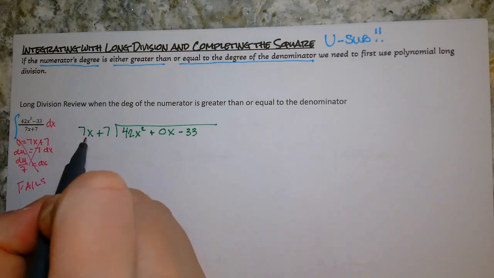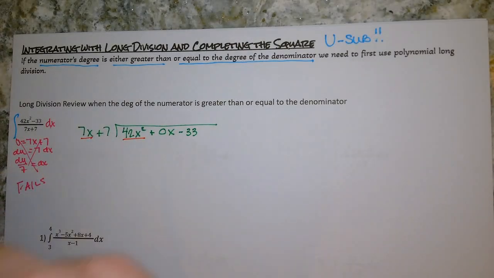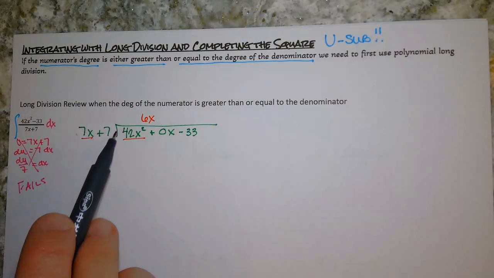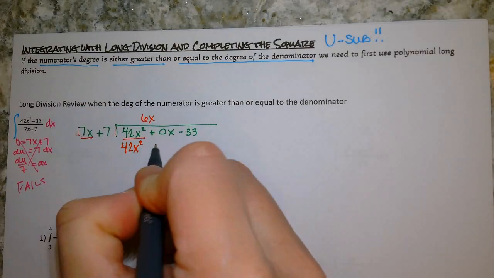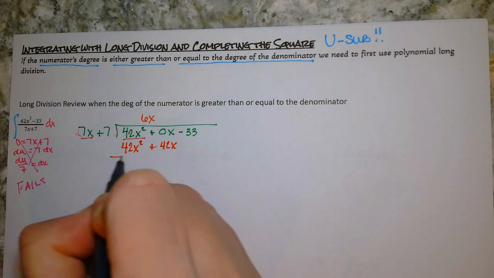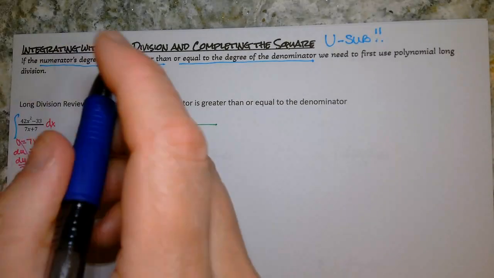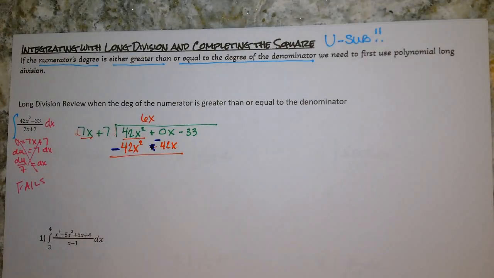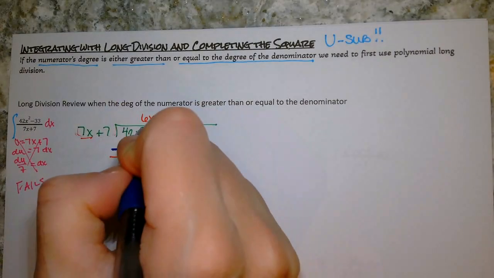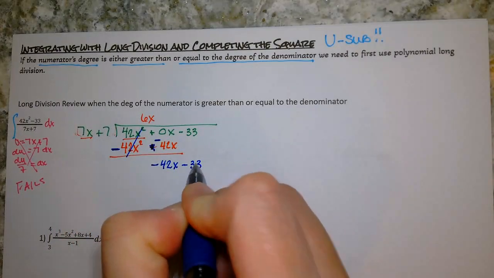Okay, so now we're going to do our long division. The deal was you're going to match these terms up. How does 7x become 42x squared? I multiply by 6x. And then I take that and multiply by this whole term, 7x plus 7 times 6x. So I'm going to get 42x squared plus 42x. Now here's the most important part in long division. You have to subtract this whole row, which means you have to switch all their signs. So this becomes a minus, that becomes a minus. You subtract the entire row. Now those will cancel, and I'm left with negative 42x, bring down the minus 33.